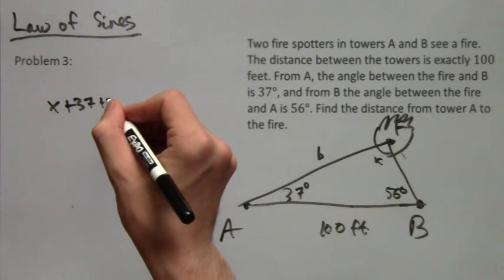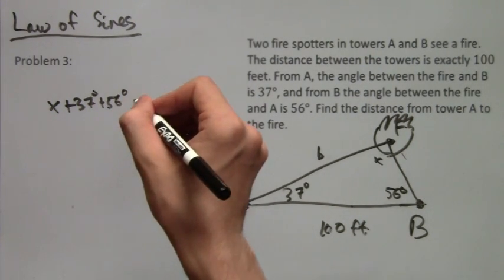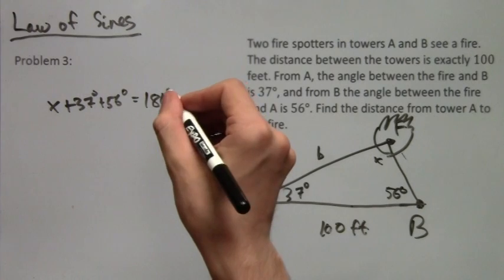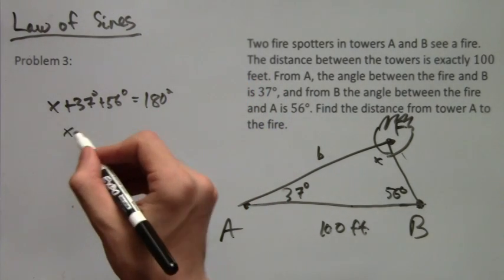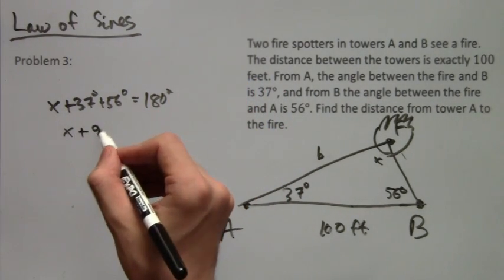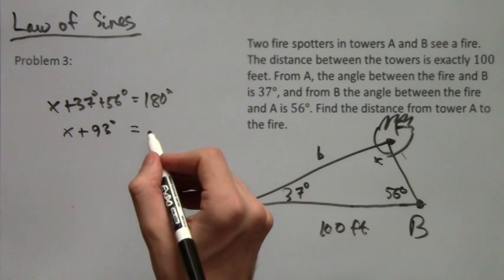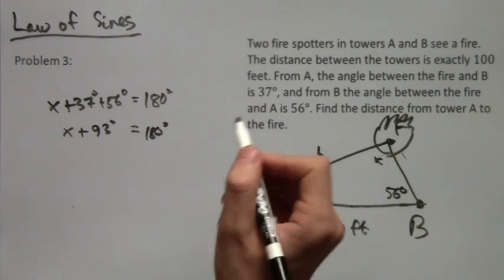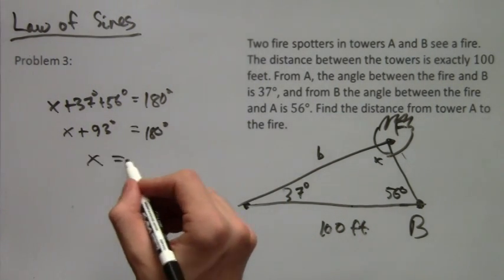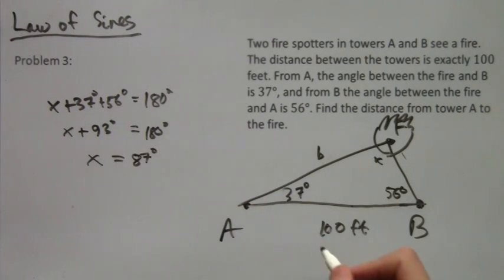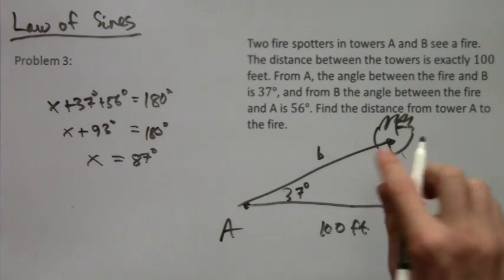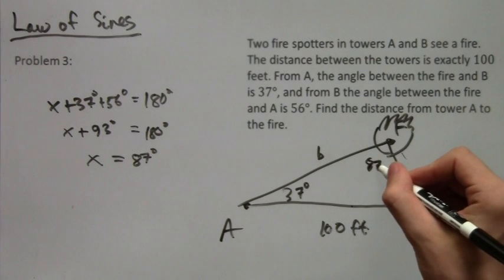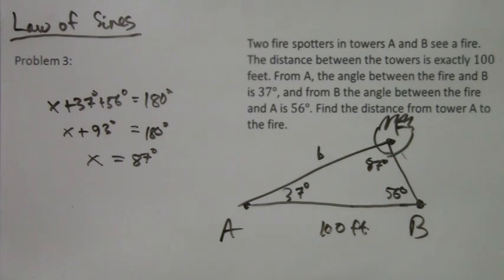So to find out the answer, first, of course, we're going to have to find the third angle in this triangle. So once again, we know that the sum of the angles is 180 degrees. So we add them up, we get x plus 93 degrees is 180 degrees. So x is 87 degrees. Very close to a right angle.